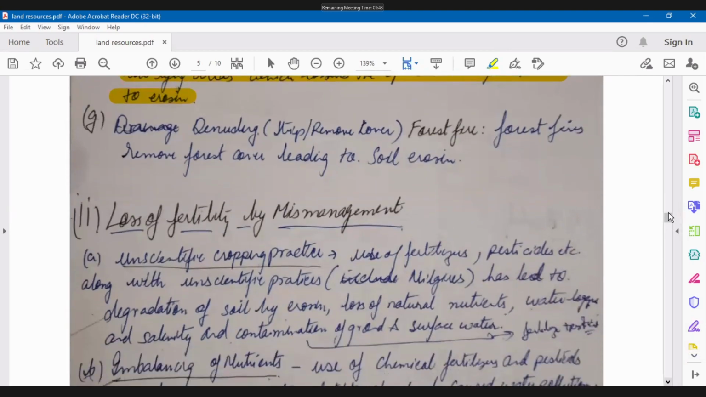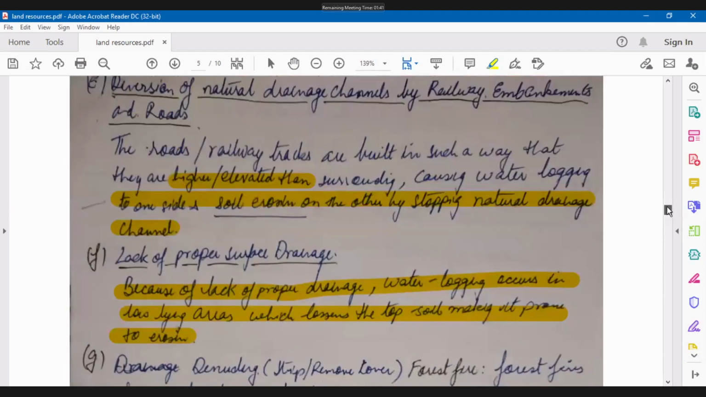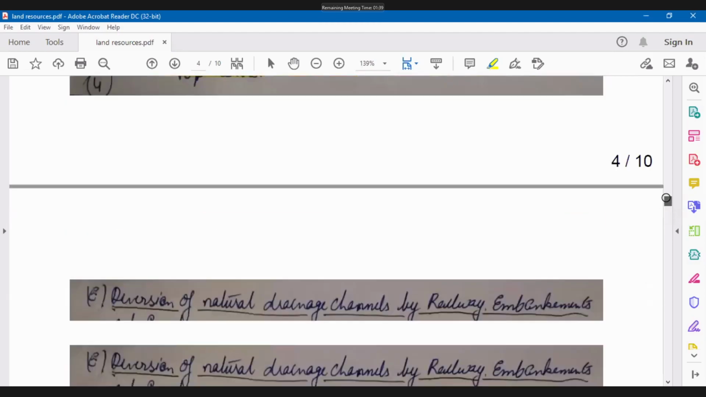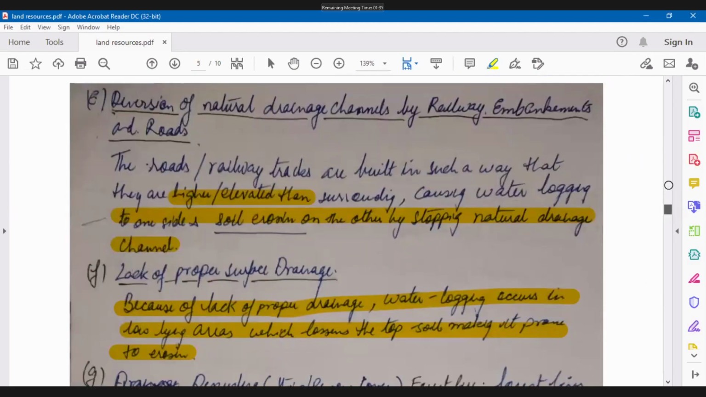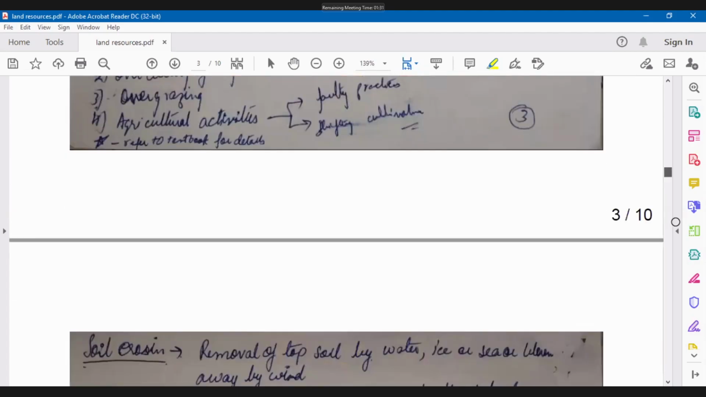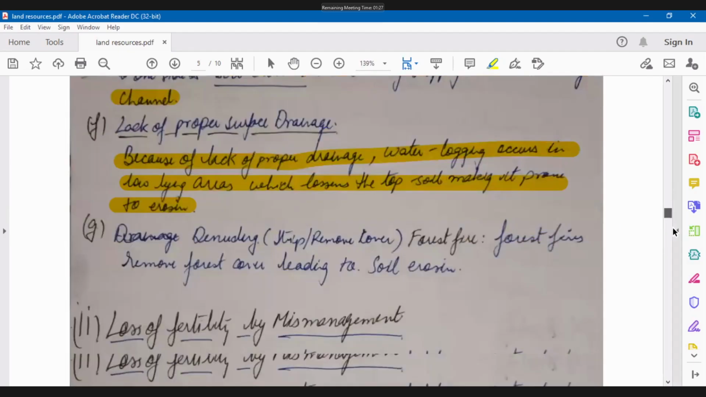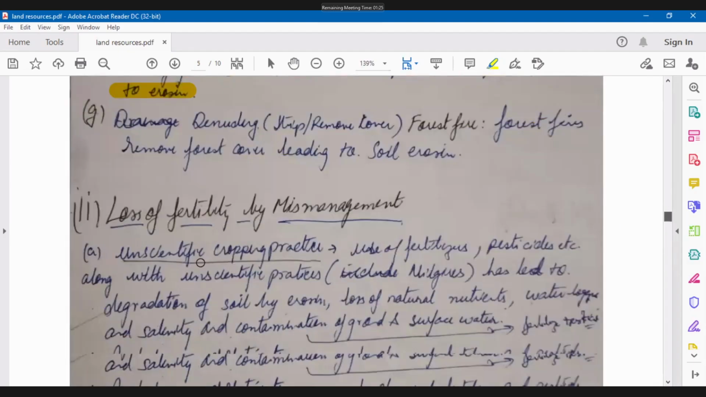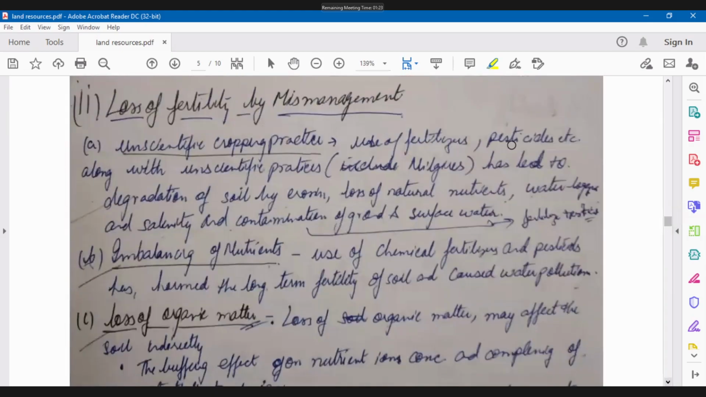So all these factors: diversion of natural drainage, overgrazing, shifting cultivation, faulty cultivation methods, deforestation, are activities related to land degradation. And now we are going to talk about scientific and unscientific practices. When we talk about unscientific cropping practices, the use of fertilizers, etc., has led to degradation of natural soil. Okay, loss of natural nutrients, imbalancing of nutrients. Use of chemical fertilizers has harmed the long-term fertility of soil and caused water pollution.